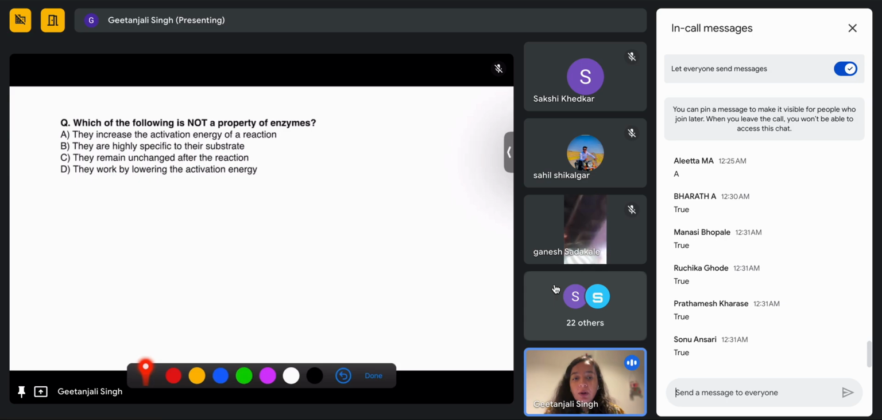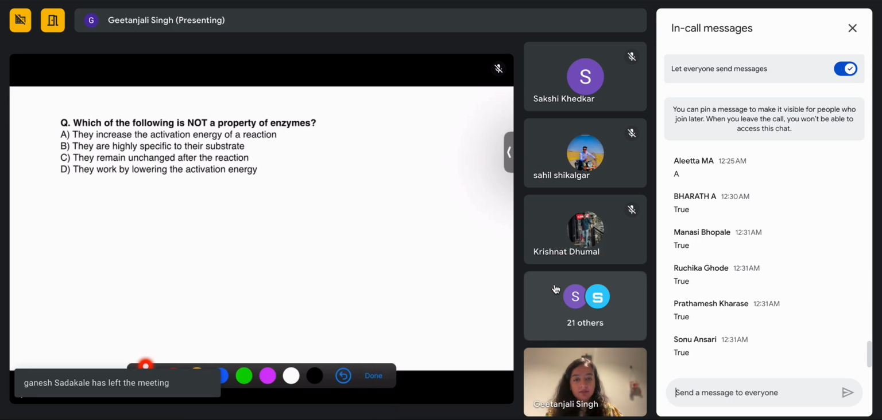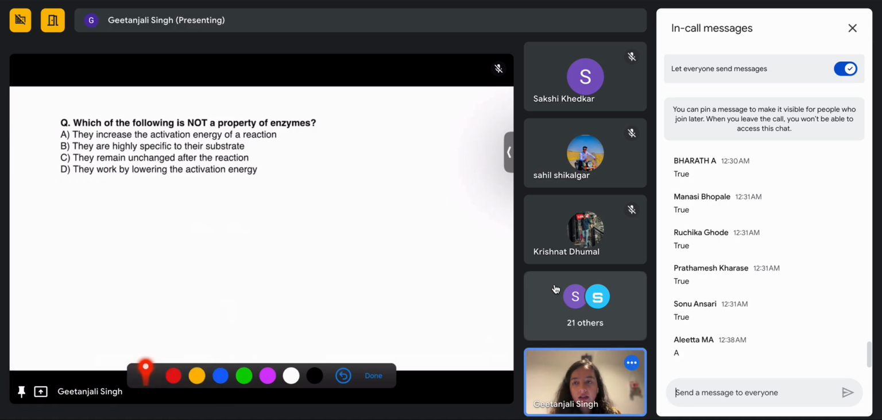Which of the following is not a property of enzyme? A. They increase the activation energy of a reaction. B. They are highly specific to their substrate. C. They remain unchanged after reaction. D. They work by lowering the activation energy. We just discussed this concept. Take your time and read it. Good. I'm already getting the correct answers.